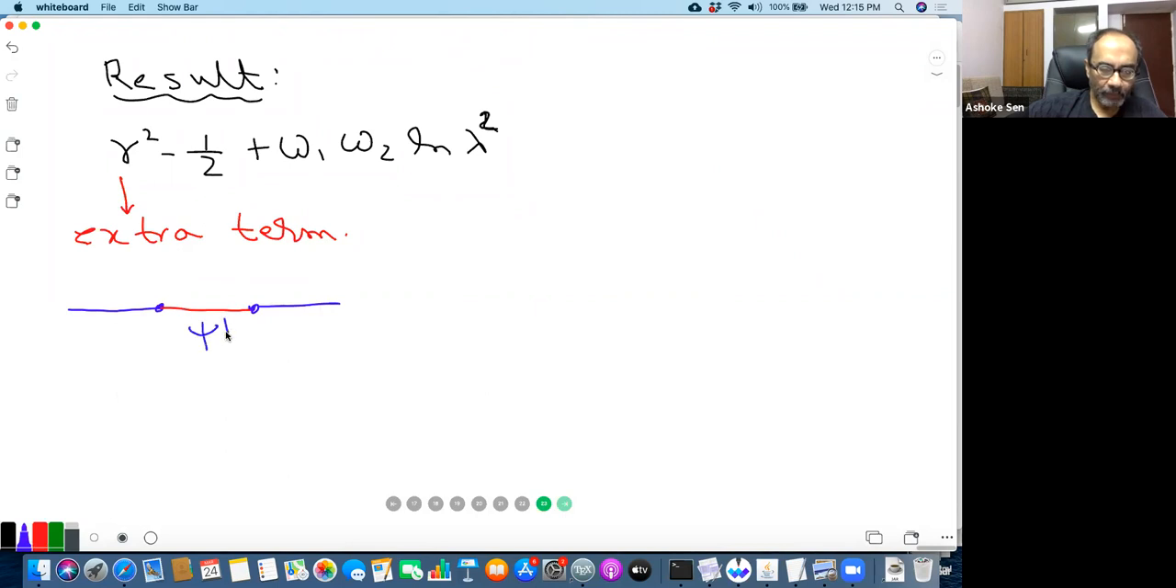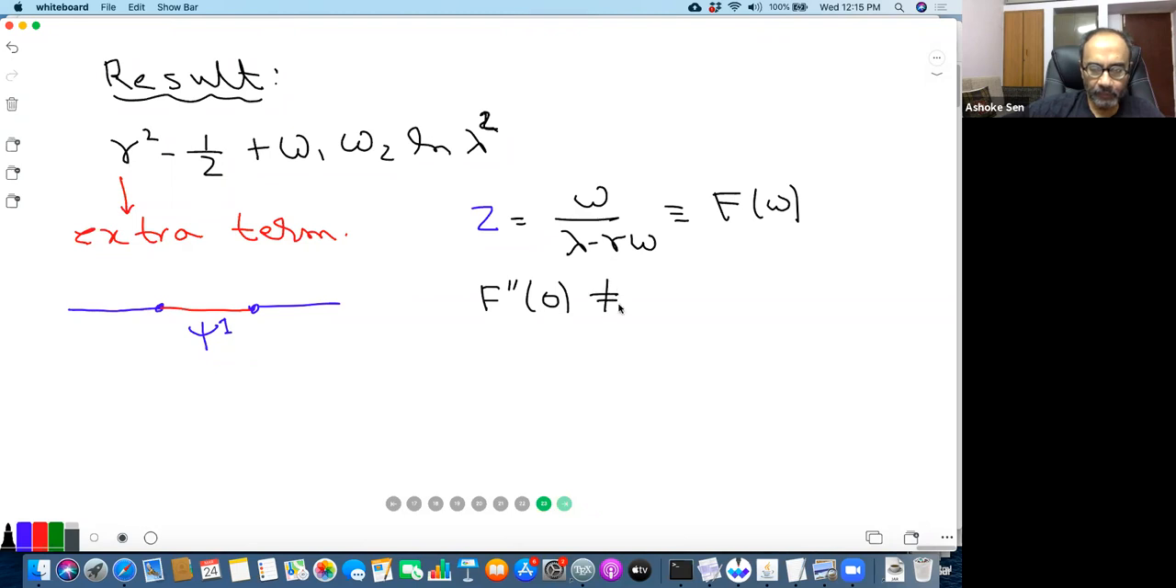Okay, and you have to now recalculate this and see what you get. So in this case, you have this relation z equal to w over lambda minus gamma times w, which you had called f of w. You can easily check that f double prime of 0 is not 0 anymore. So f double prime of 0 is not 0 anymore. You can calculate what it is.